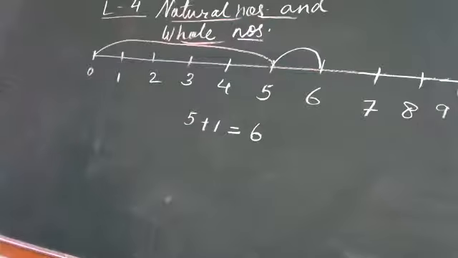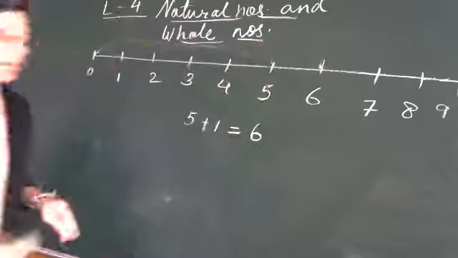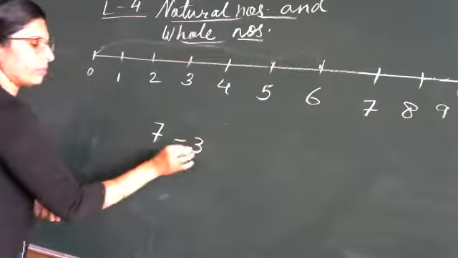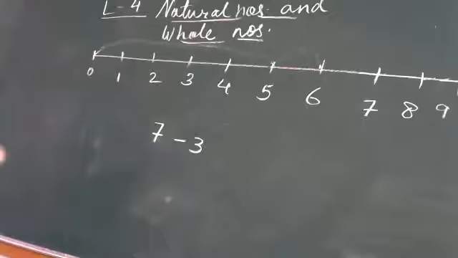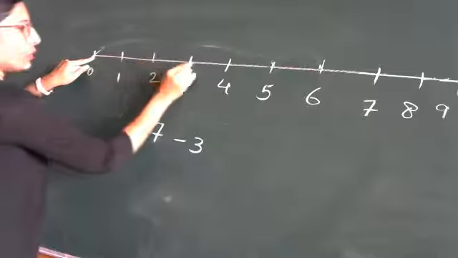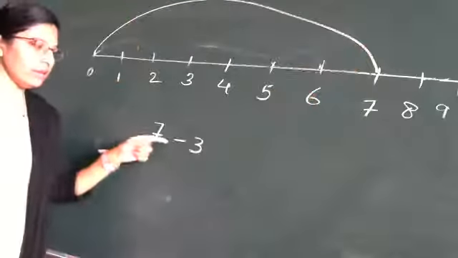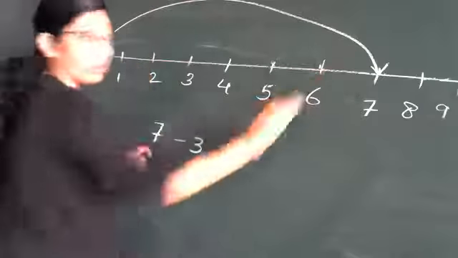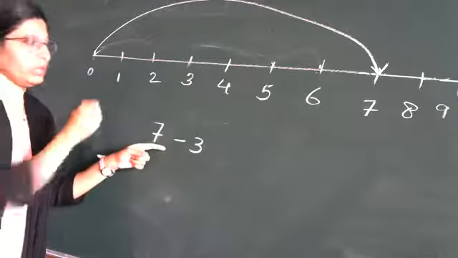Now we will see subtraction. If it is given 7 minus 3, first where do we have to go? First we have to go to 7, from 0, 1, 2, 3, 4, 5, 6, 7. So till 7 we have to go. And then minus 3. The arrow will start from here and go till here. You have to make an arrow when you are drawing the number line.